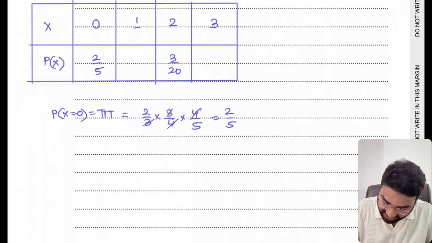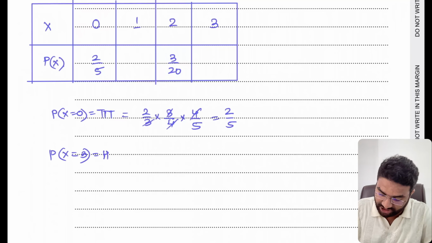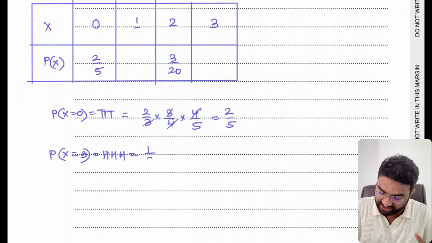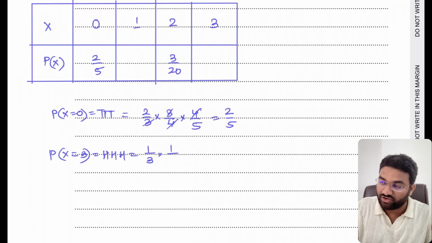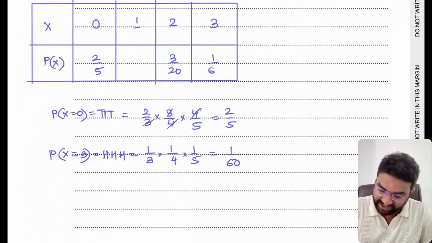Now probability of getting X equal to 3 heads means it's head and head and head. We know that the first coin head is 1/3, the second coin head is actually 1/4, and 1/5. So it's 1 by 60, isn't it? So you can write here 1 by 60.